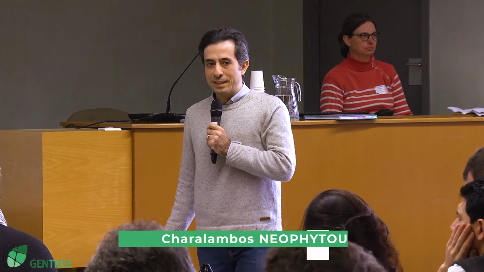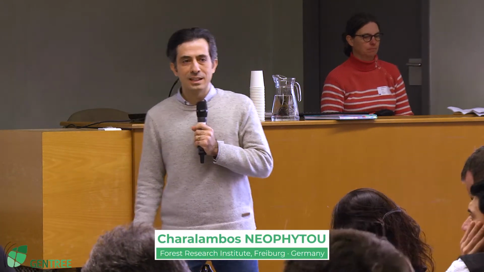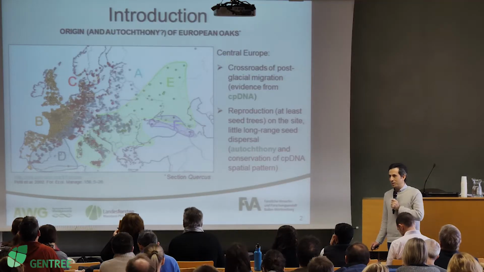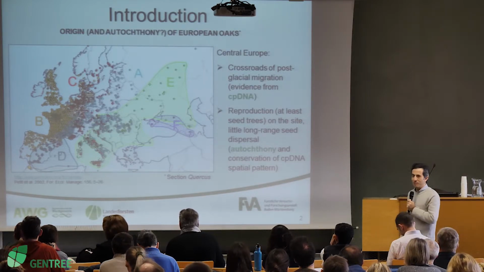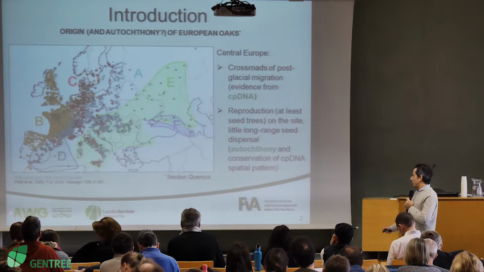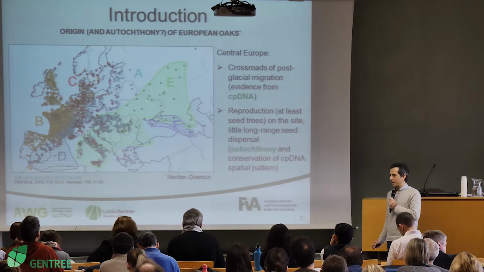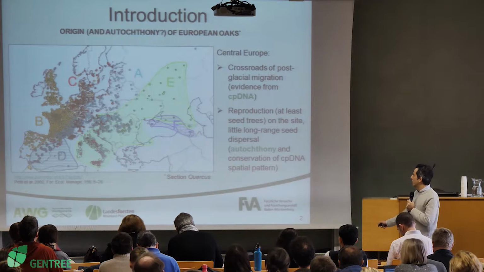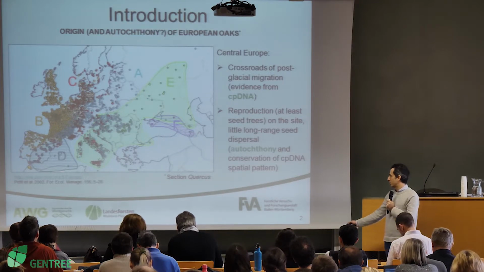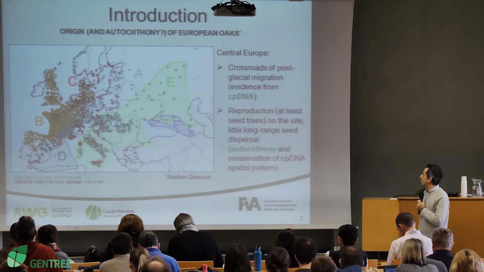This is due to maternal inheritance of chloroplast DNA and lack of recombination. If it's maternally inherited, it depends upon seed dispersal, and for this reason, it's not so intensively mixed. And so it reflects post-glacial recolonization pathways, but it's also evidence that oaks reproduced in situ. So there is a high degree of autochthony of oak forests, at least of those forests which were analyzed in this old project, FAIR OAK, which you can find also on the internet.